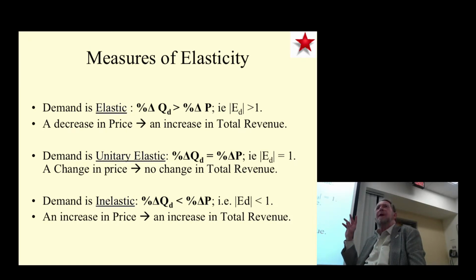So those are the three possible levels of elasticity that could be there. Greater than 1 means it's elastic. Lower price raises total revenue. Unitary, it's a wash. Percentages are the same. Demand's inelastic, it's a fraction, and raising price increases total revenue.